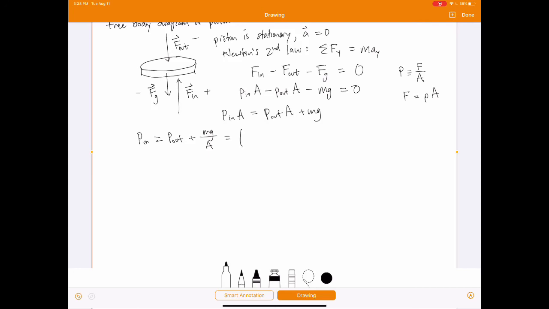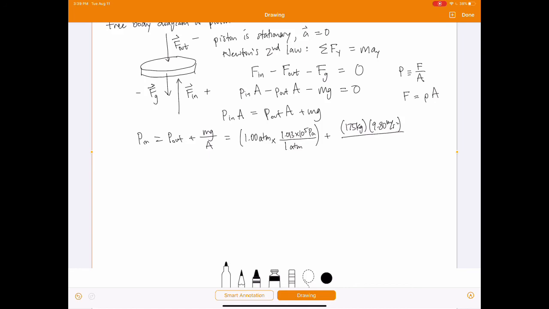So the pressure outside was given as 1 atmosphere, but we need to convert that. In every 1 atmosphere, we have 1.013 times 10 to the 5 pascals. Okay, so now that is in the standard SI unit. Then we're going to add that to m times g, which is 175 kilograms is the mass. G is 9.8 meters per second squared. And then we're dividing that by the area.